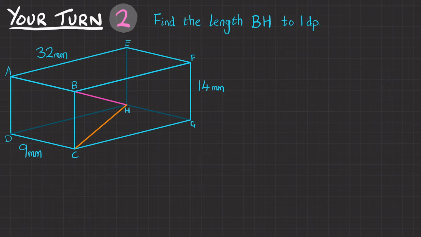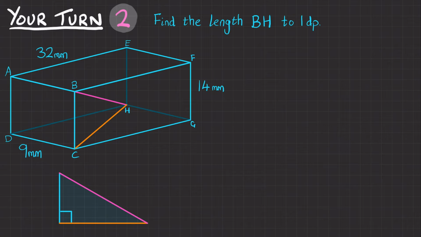Second and final question for you to have a go with. Find the length BH to 1 decimal place. Pause the video, resume when you're ready. Let's get started. I will need to deal with this 2D right angle triangle here. And I'll draw it out.